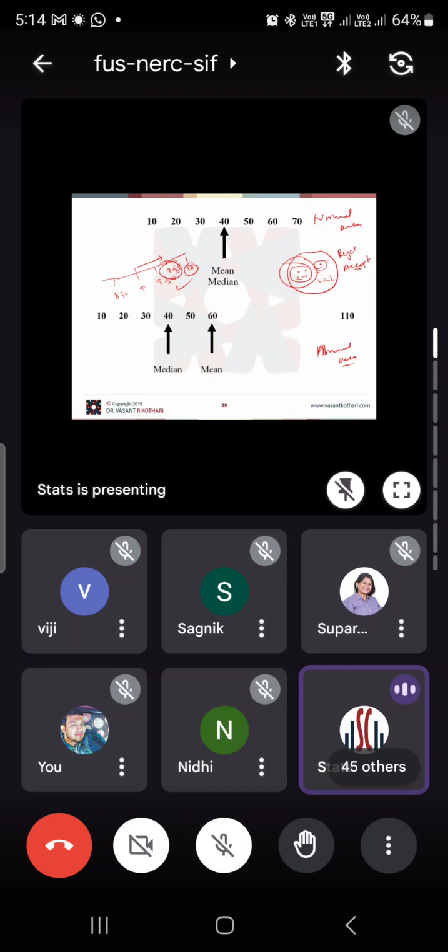Listen carefully now. This is my normal data. My mean and my median is 40. The moment I have an outlier here, my mean shifted. Now my mean is 60. But if you see carefully, my median is intact. What is median? 1, 2, 3 points this side, 1, 2, 3 numbers this side.